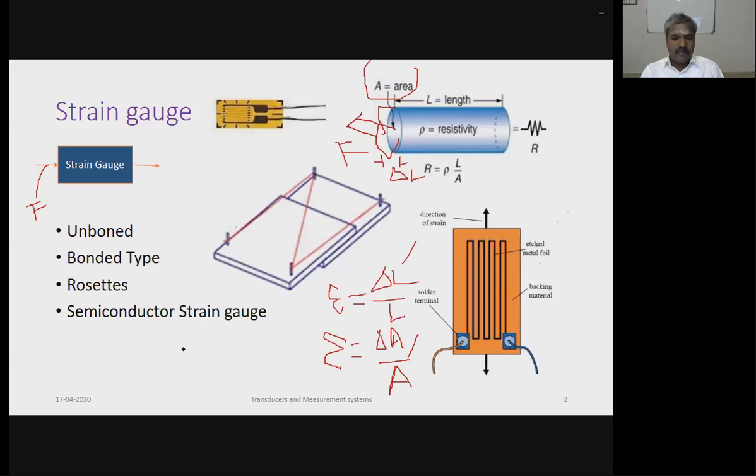Then one more parameter is stress. What is stress? Stress is nothing but force by area, which is similar to pressure. Force by area is also called pressure. Pressure is normally applicable for liquid parameters. In metallic parameters, it is called stress, force by area.